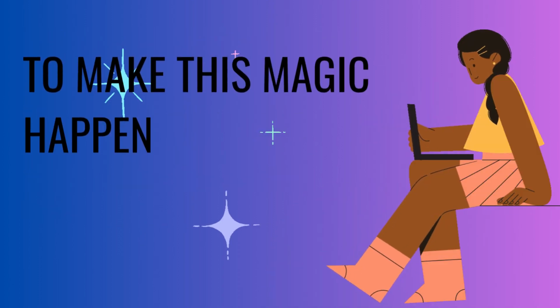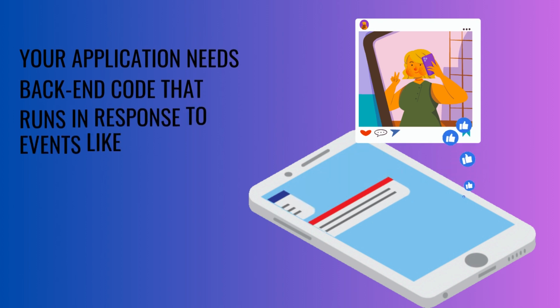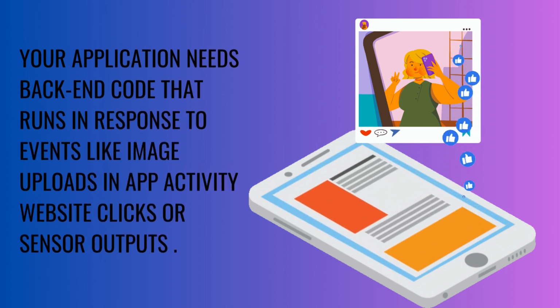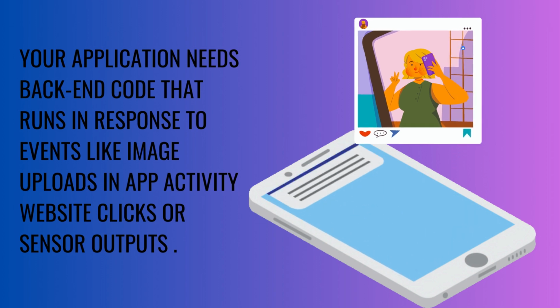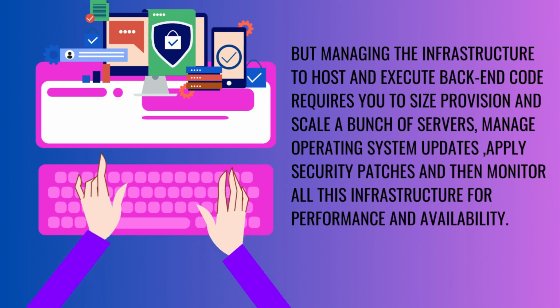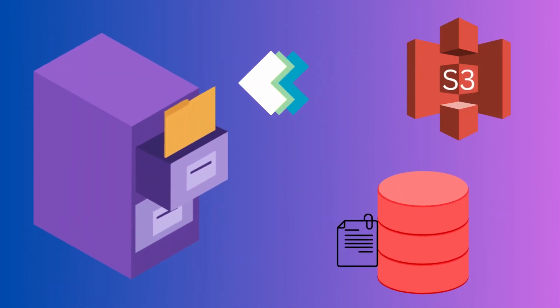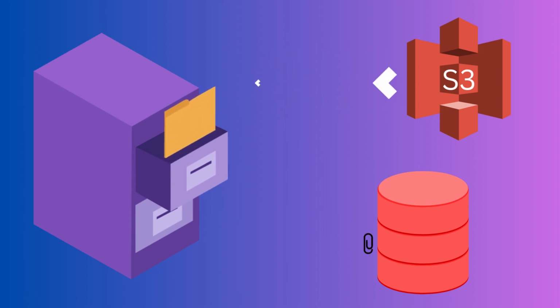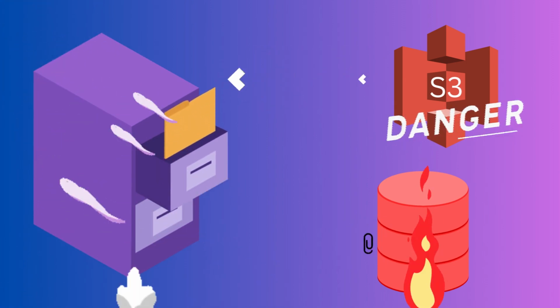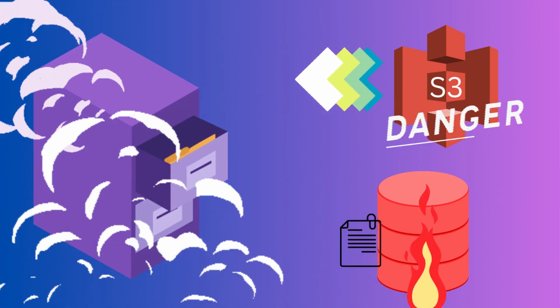To make this magic happen, your application needs back-end code that runs in response to events like image uploads, in-app activity, website clicks or sensor outputs. But managing the infrastructure to host and execute back-end code requires you to size, provision and scale a bunch of servers, manage operating system updates, apply security patches and then monitor all this infrastructure for performance and availability.